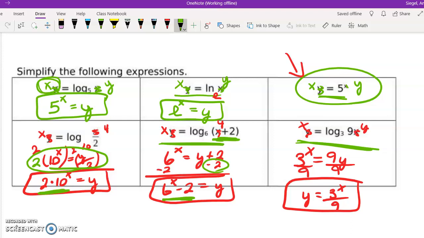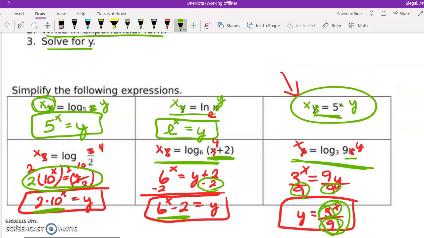And then for this one, I had to divide by 9. And so I left it like this. You can't simplify this because of the order of operations. You have to do exponents before you do division. So you can just keep it like that.